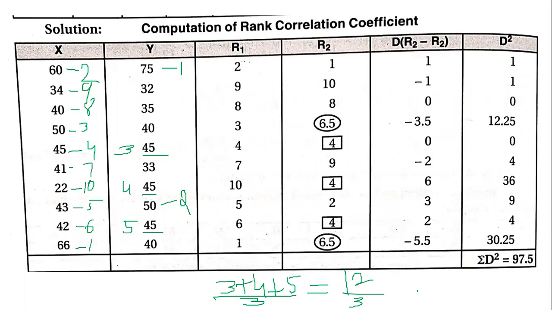So 12 divided by 3 will give me 4. Gautami was correct, 4, not 6. Be careful with that. So for all the 45s, I'm going to give fourth rank only because I've taken the average of their positions. Did you all understand? This compulsory 14 marks question will come, so you have to clearly understand. It is easy to solve once you know how to assign the ranks.